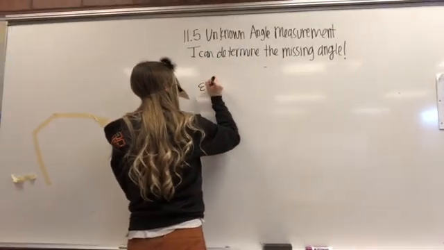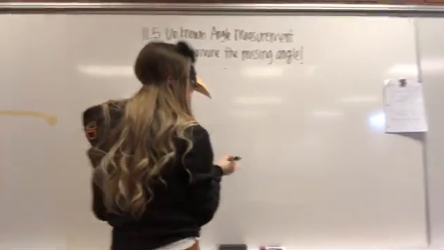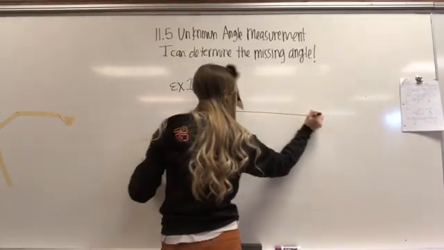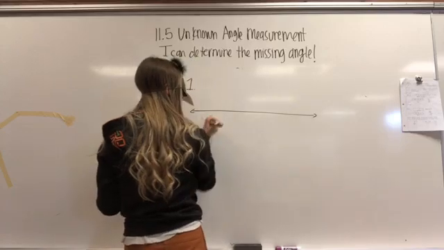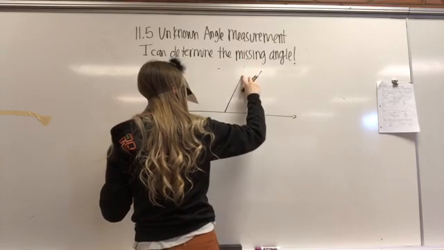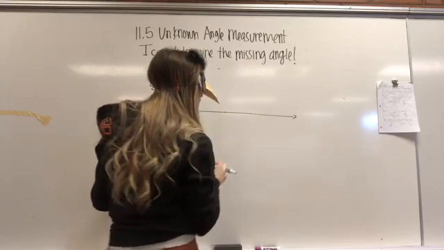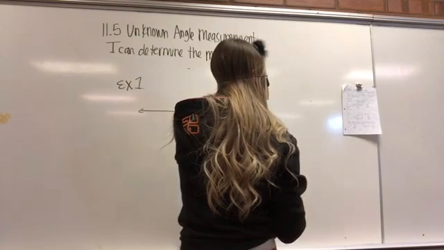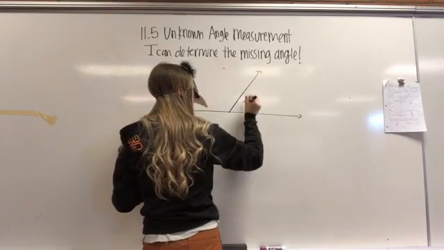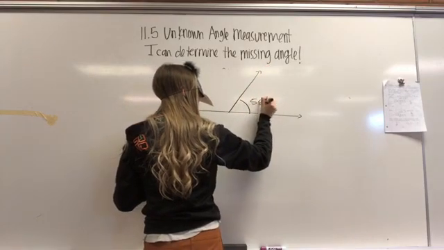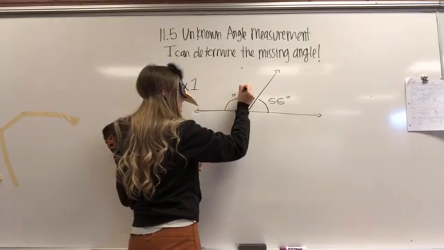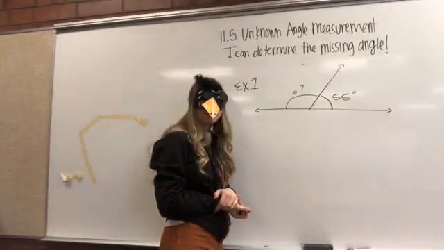Okay, example number 1. If we have a straight line, like so, and we know, oh, I drew this backwards, sorry. Okay, we have a straight line like this, and we know that this angle right here is 55 degrees. We want to know how much is this missing angle. How would we do it?